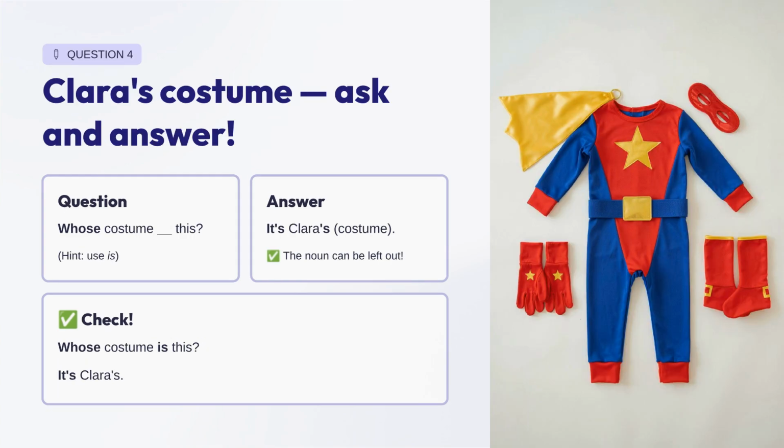Question 4 is about Clara's costume. How do we ask and answer? The question is, whose costume is this? The answer is, it's Clara's costume, or simply, it's Clara's. Again, the noun can be left out.